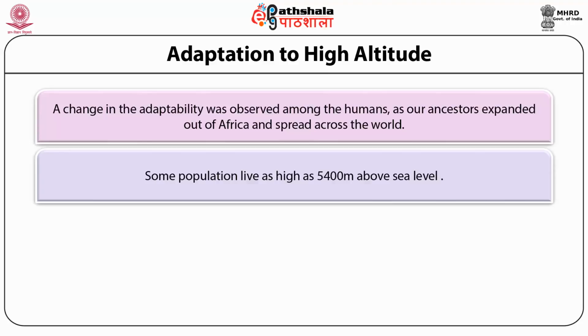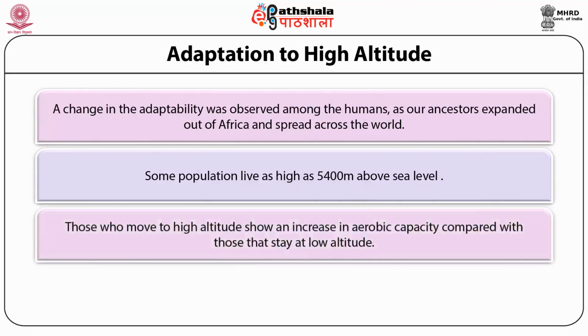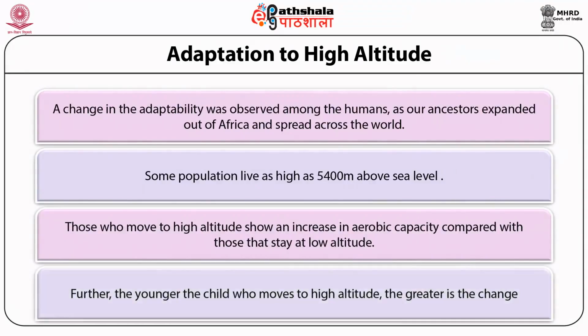Some adaptation occurs in infants and children who move to high altitude through a process known as developmental acclimatization, where there are changes in the body during the growth process when adapting to an environmental stress. Those who move to high altitude show an increase in aerobic capacity compared with those who stay at low altitude. Further, the younger the children who move to high altitude, the greater is the chance of their being adapted to the high altitude.